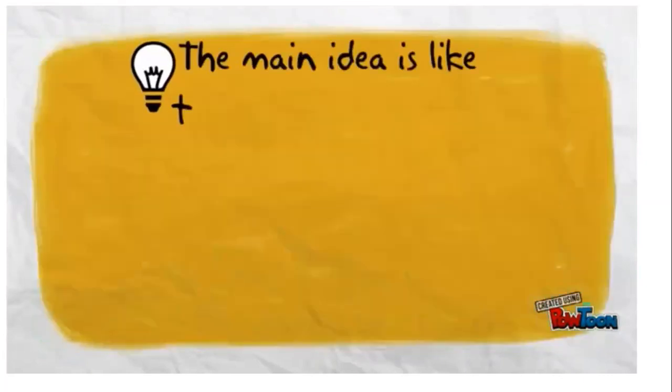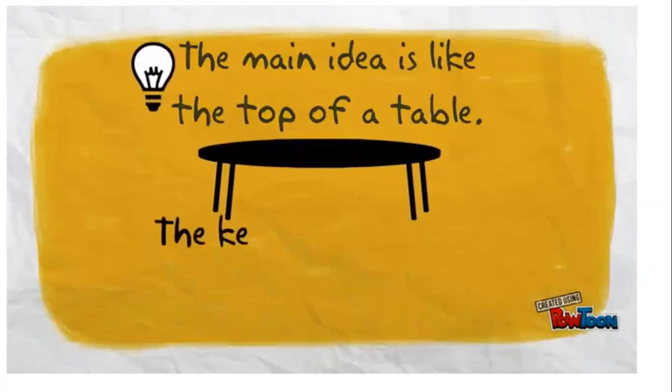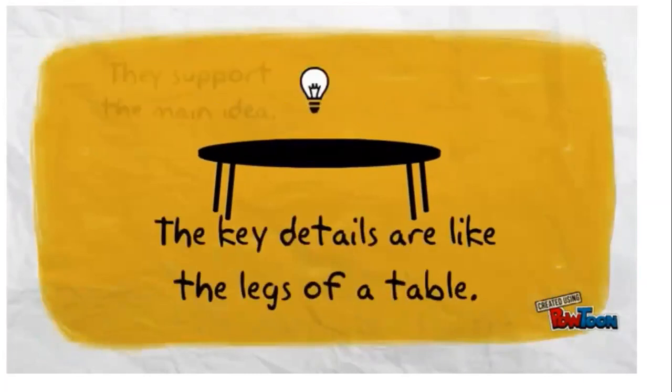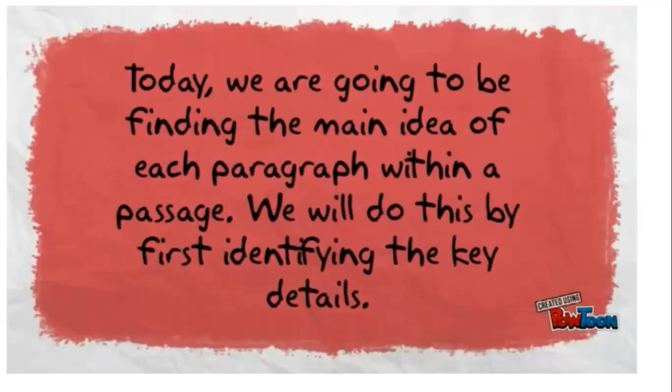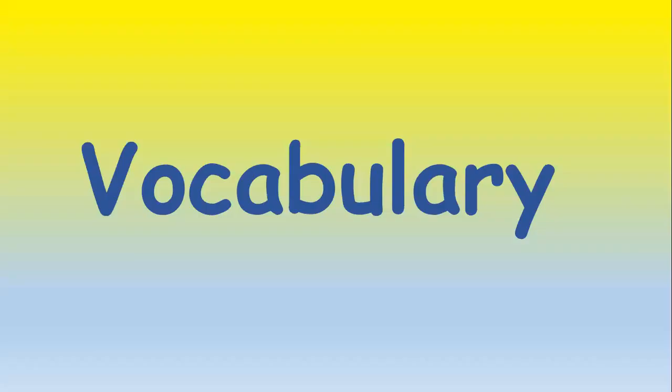The main idea is like the top of a table. The key details are like the legs of a table. They support the main idea. Today, we are going to be finding the main idea of each paragraph within a passage. We will do this by first identifying the key details.